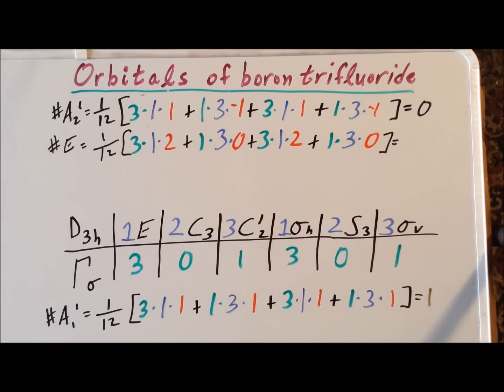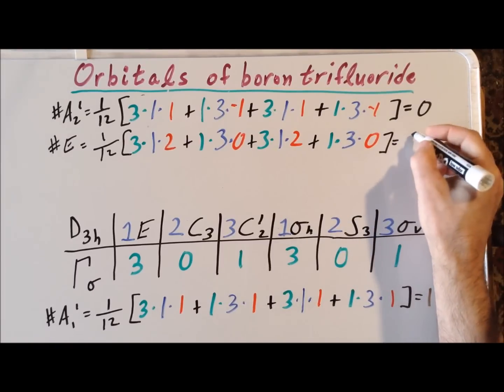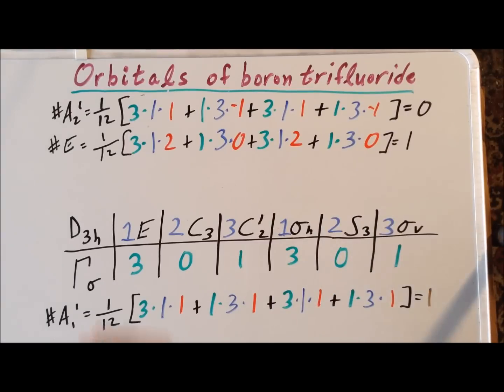So now if we simplify this expression, we see that there is exactly one E prime irreducible representation in the reducible representation for the sigma bonds.